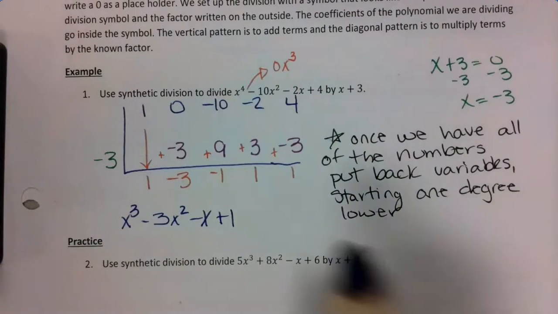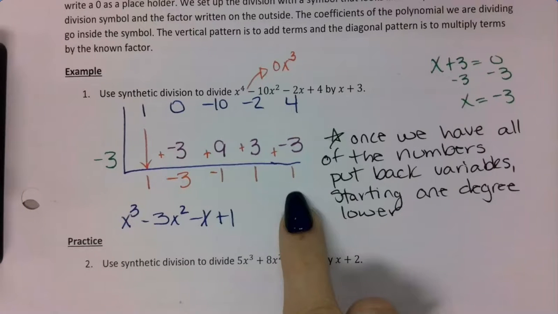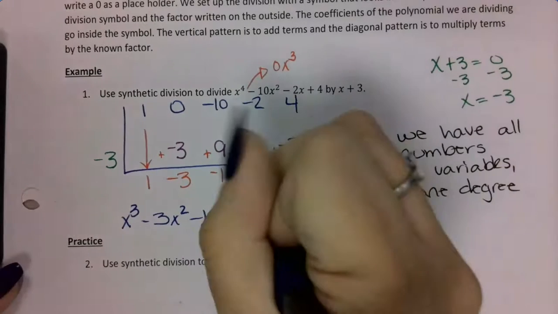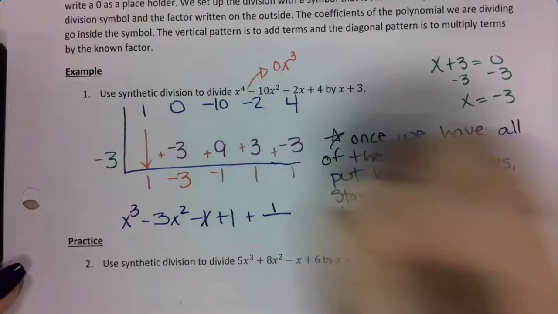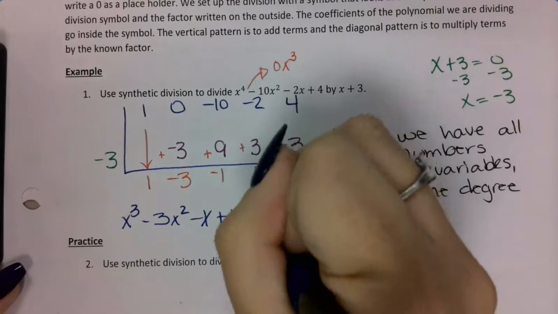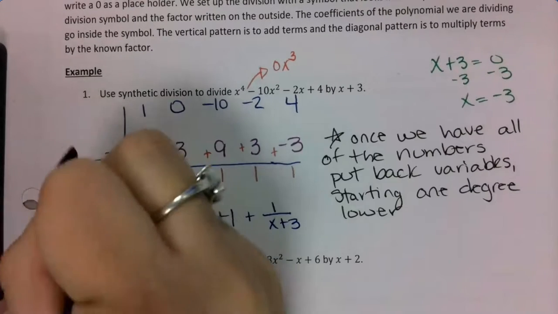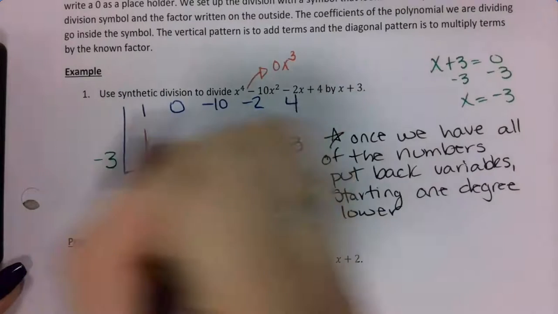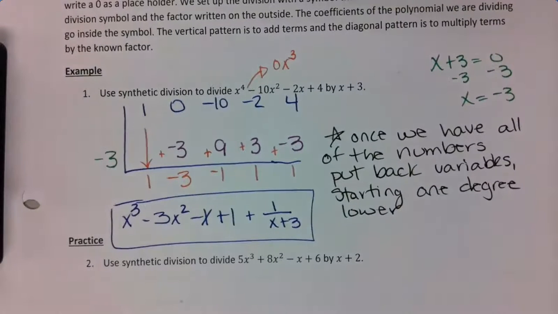And notice I have an extra number. This number is going to be my remainder. So I'm going to have the 1, and it always goes on top of what I originally was dividing by, which is x plus 3. And then this is my final answer. Are there any questions here?